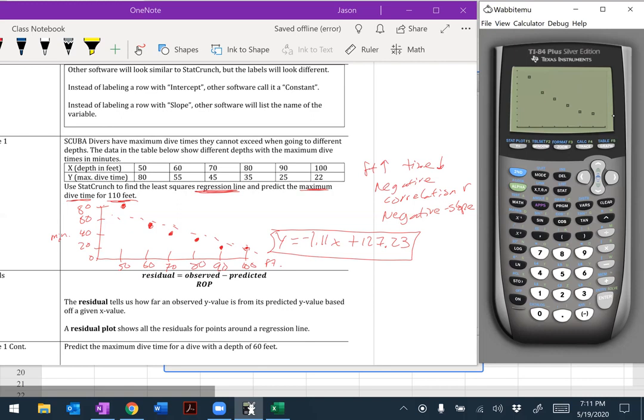Now I want to get my regression equation. Well, the calculator stored the equation that we did. It stored it already in the calculator. All I have to do is call it up.